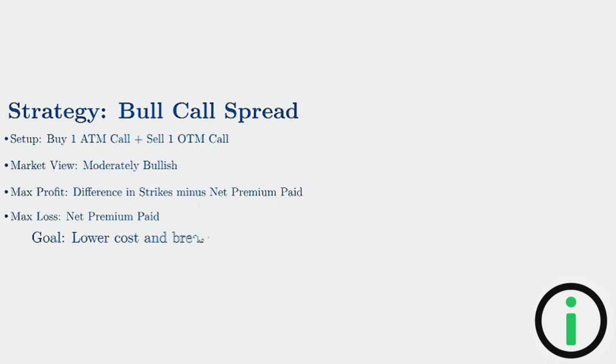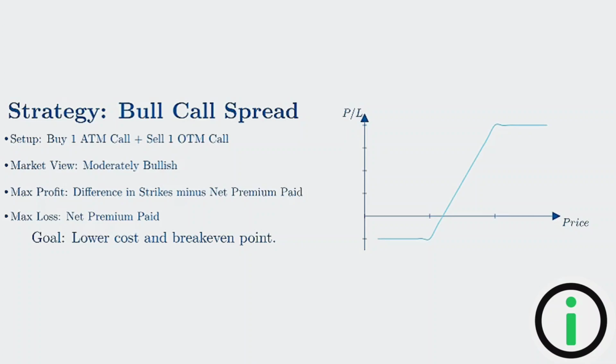You use this when you expect the market to go up, but you don't expect a massive vertical moonshot. By selling the out-of-the-money call, you are essentially saying, I think it will go up, but probably not past this specific level. Look at the payoff diagram. It has a stair-step shape. It starts at a loss, rises through the break-even, and then caps out at the higher strike.